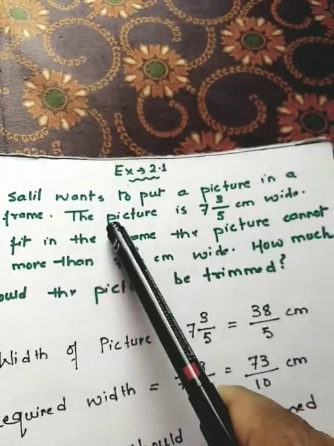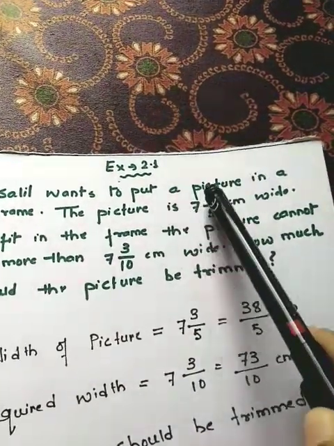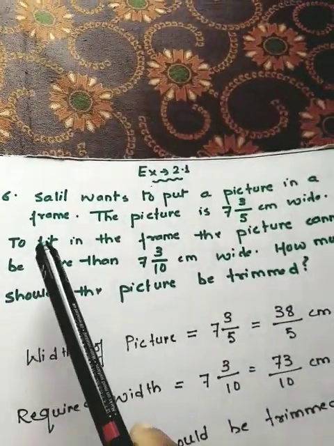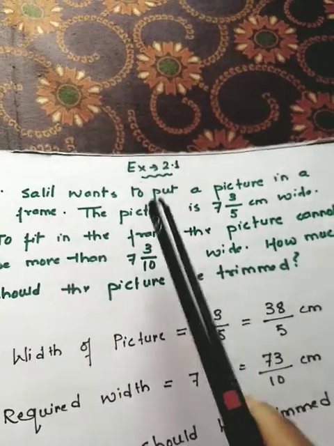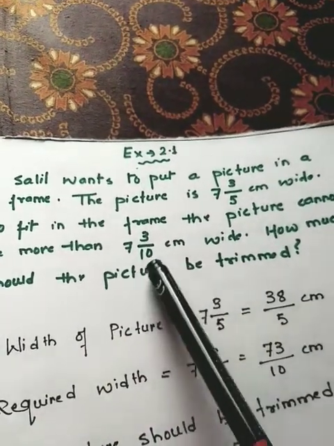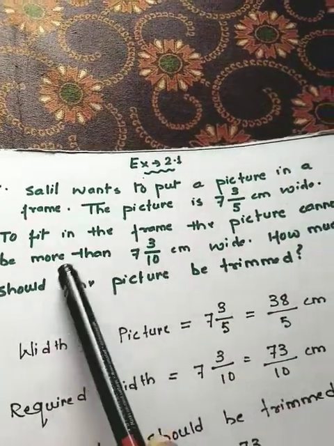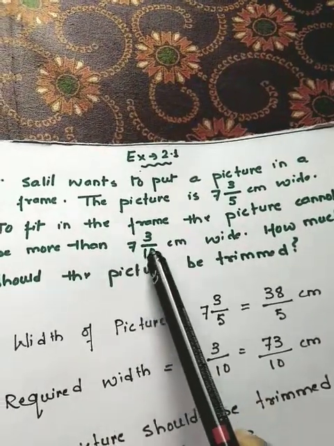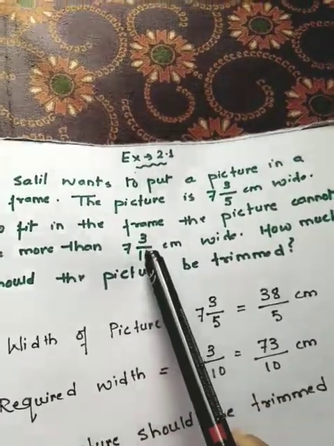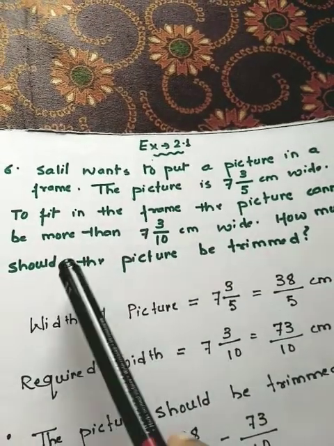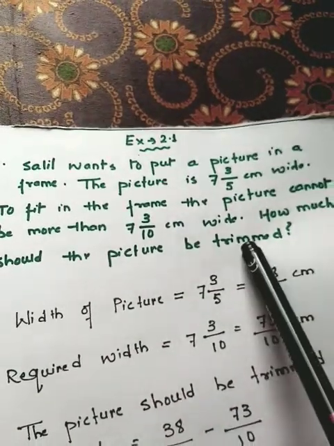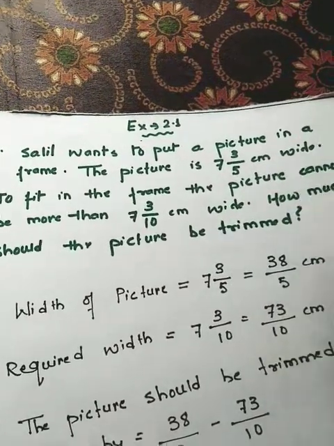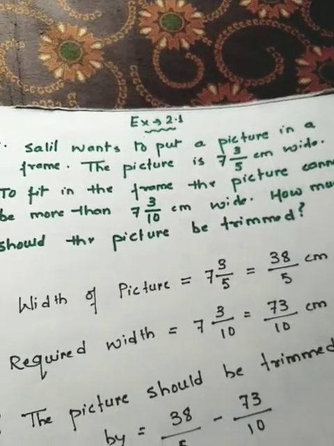Now the original picture width is 7 3 by 5. What is the problem then? To fit in the frame, the picture cannot be more than 7 3 by 10 centimeters wide. That is the required width of the picture. Now how much should the picture be trimmed? That is, how much part of the picture do you have to cut away so that the picture fits in the frame? This is the question.